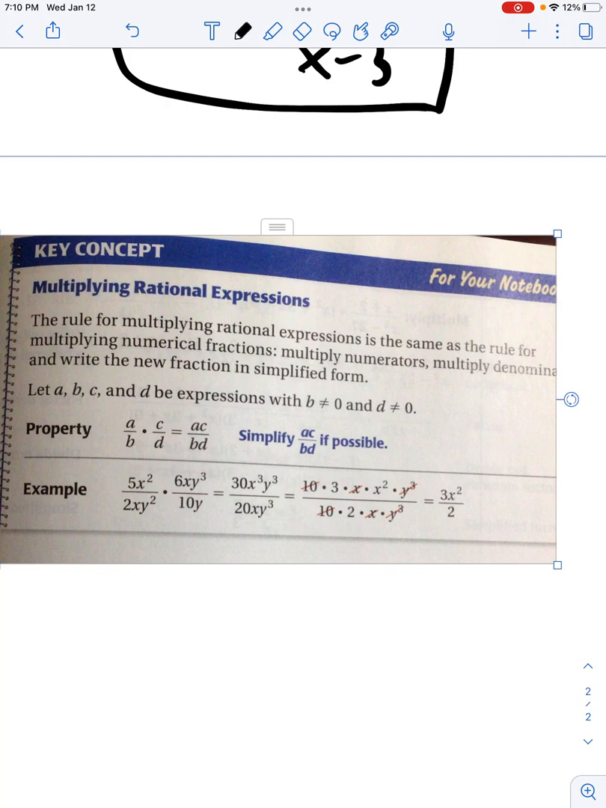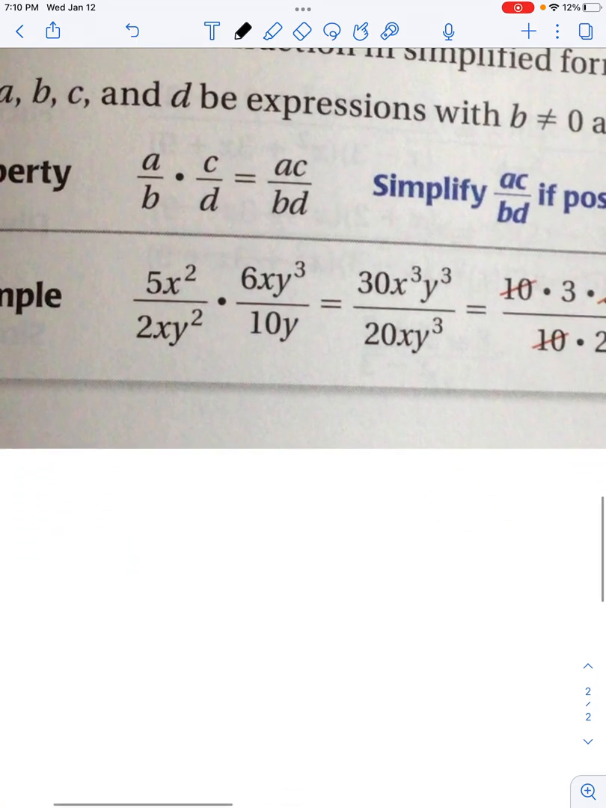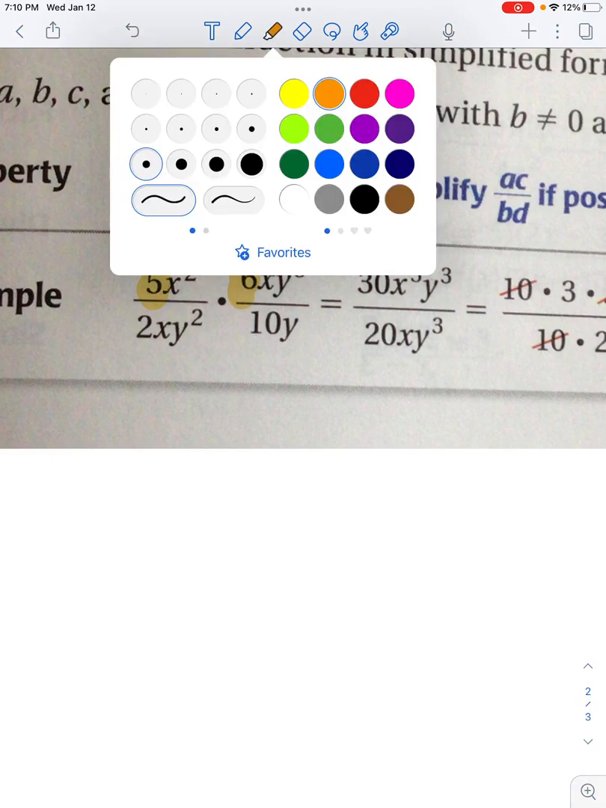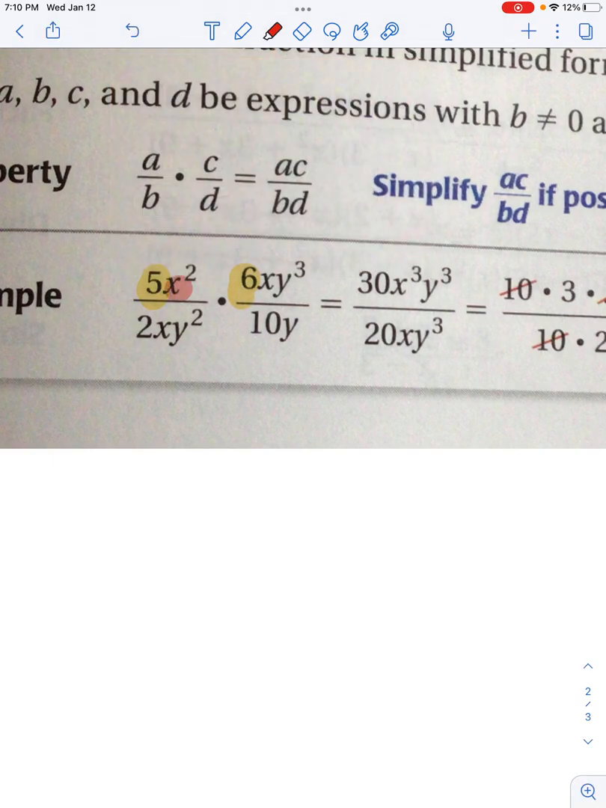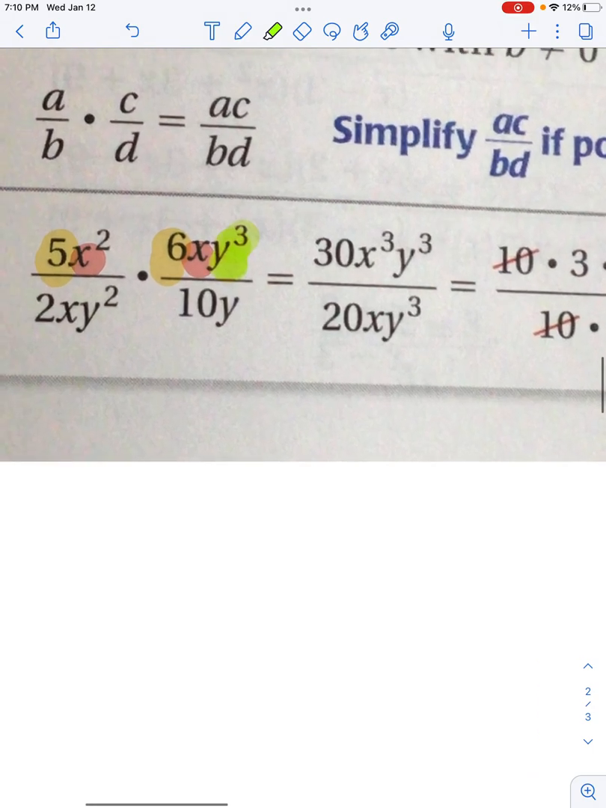All right, so this is very similar. If we can, we multiply our numerators together and we multiply our denominators together. Just remember, we can't have a denominator of 0. So if we look at this case, I multiply things that are common. I multiply the 5 and the 6. I multiply the x's with the x's. And if I don't have another y, that y is going to stand alone by itself.